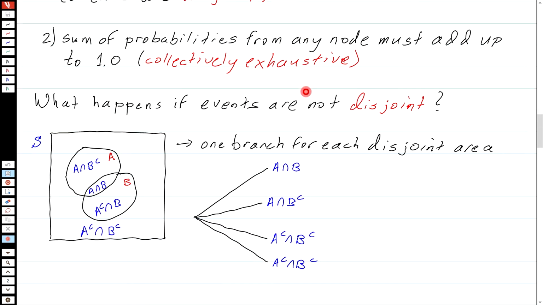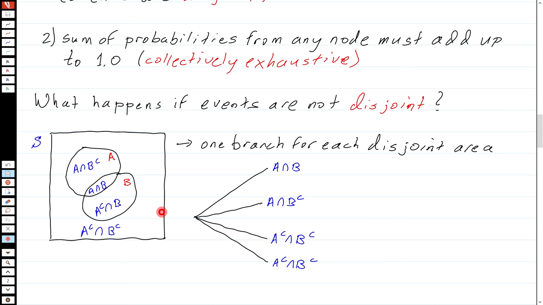So what happens if the events are not disjoint? Suppose you have two events, or maybe two causes, A and B, and they can both occur at the same time. So our picture looks like this. They overlap. In which case, you have one branch for each disjoint area. So if I have a situation like this, the first step is to draw the Venn diagram. Then you know you've got one branch for each disjoint area, and there are 4 disjoint areas in this picture. Outside, this is A alone, A and B alone.